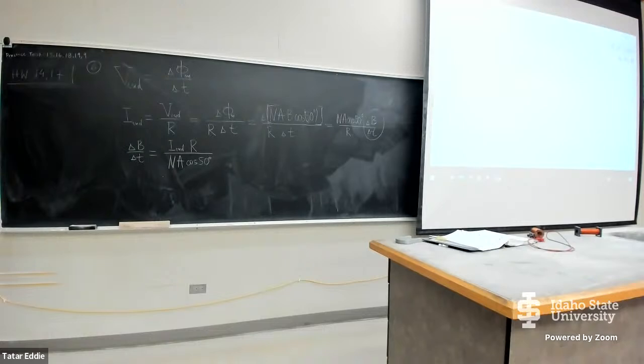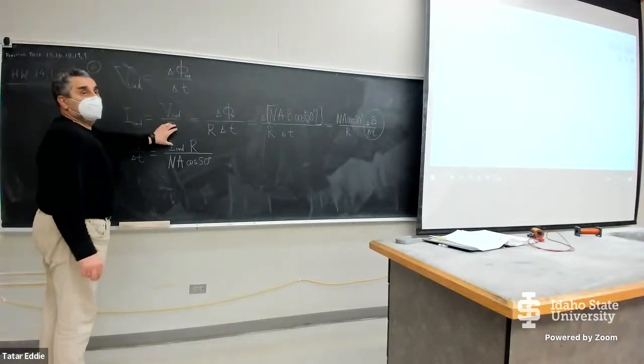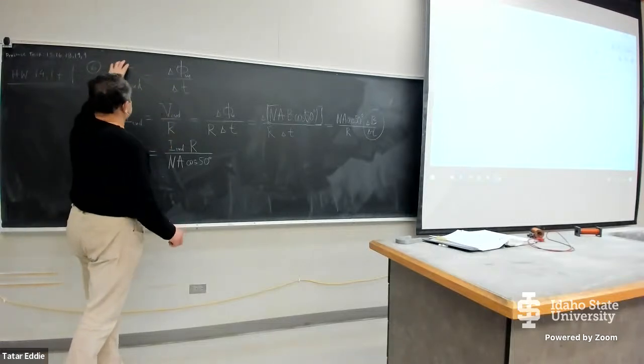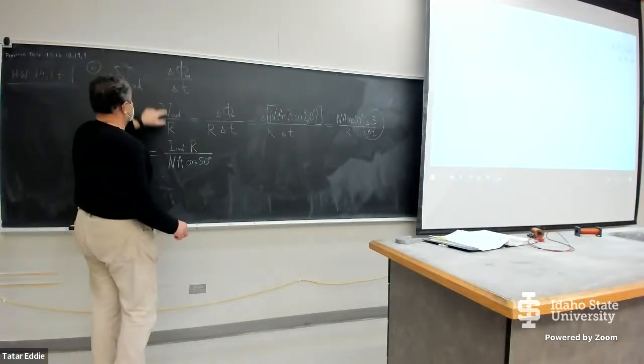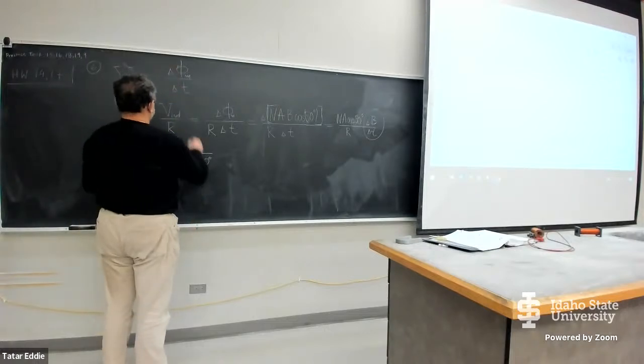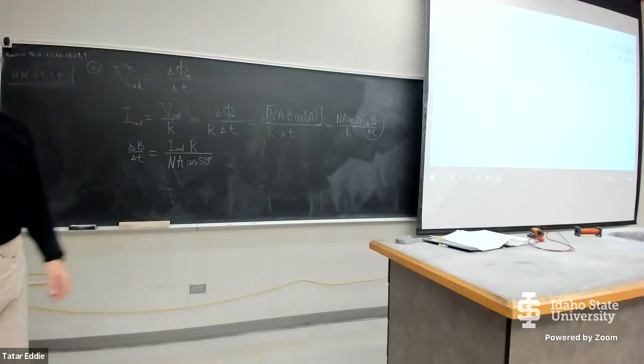Yes. How did R and delta T get on the bottom underneath magnetic flux? So current is voltage divided by resistance, Ohm's law. But the voltage is this. I just replaced the voltage with its equal. Oh, okay. Right? And I wrote it in a slightly different way.